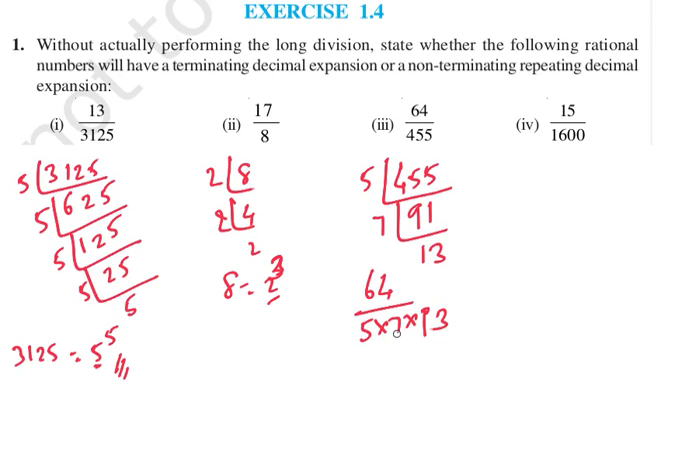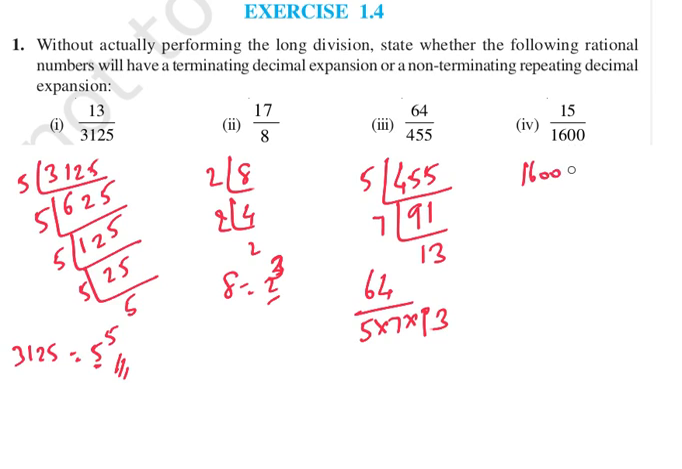Now along with 5 we have 7 and 13, so definitely it will not terminate. This number 64, if we divide by 455, we will get a repeating pattern of decimal expansion. Come to this one, 15 divided by 1600.